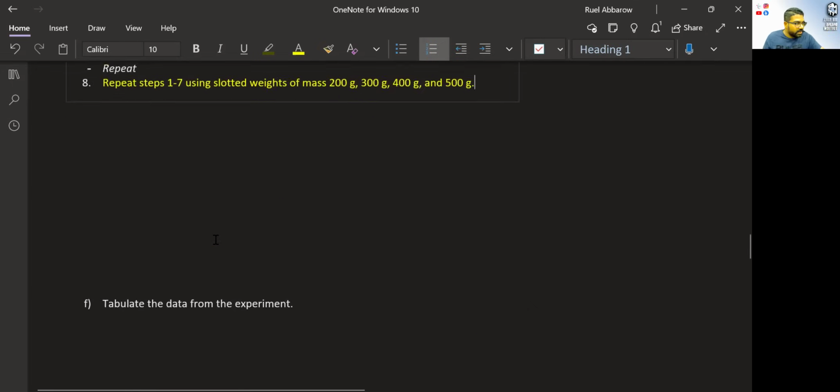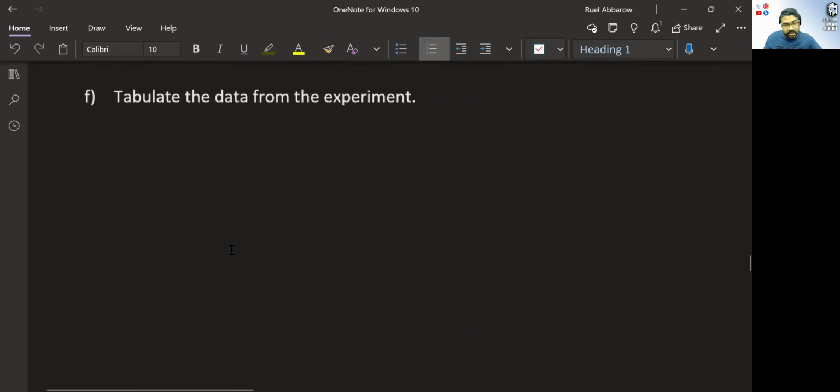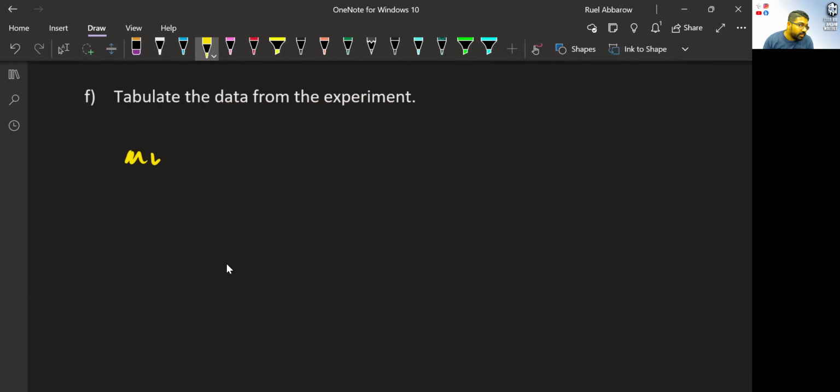Okay, let's go to tabulation of data, to tabulate the data from the experiment. Now, when you tabulate data, the most basic of tables will be first column MV, second column RV. This is the most basic of tables. However, every single piece of data that we collected from the experiment must be tabulated. So sometimes you need to add anything that you recorded during the experiment. It must be in the table.